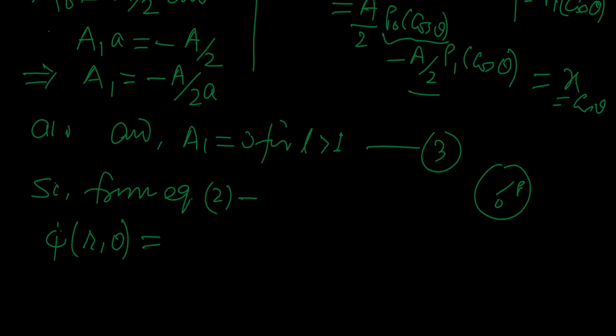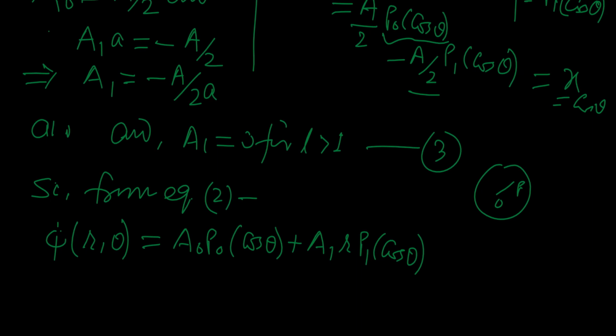This will be simply A0 P0 of cos theta plus A1 r P1 of cos theta. Remember, we will not expand further because all the other coefficients, that is A2, A3, A4, and so on, are 0. So this will be our result.